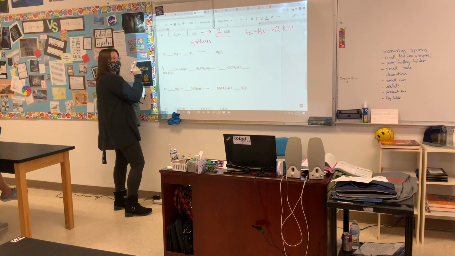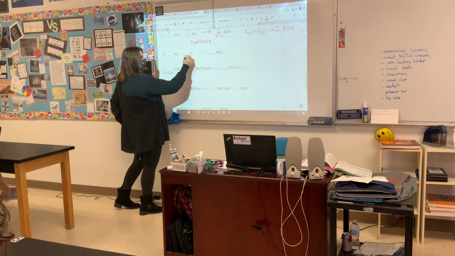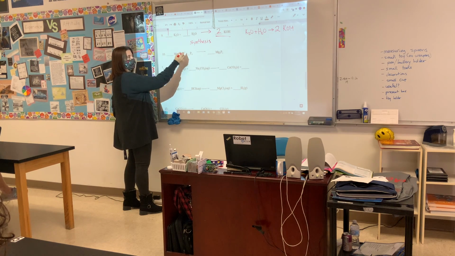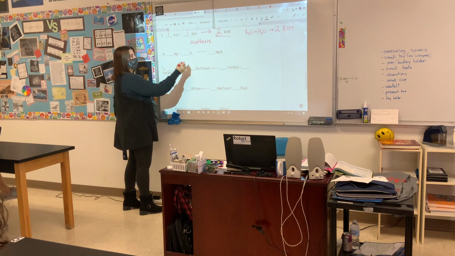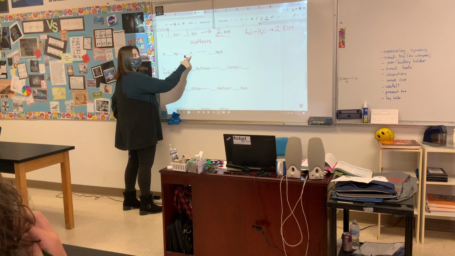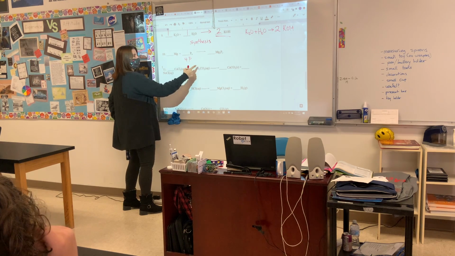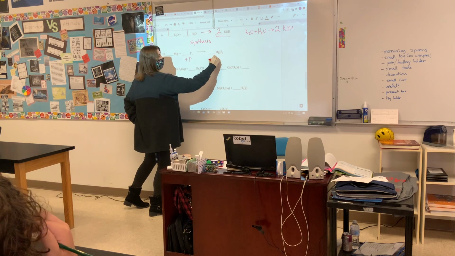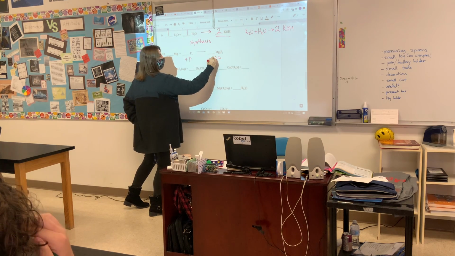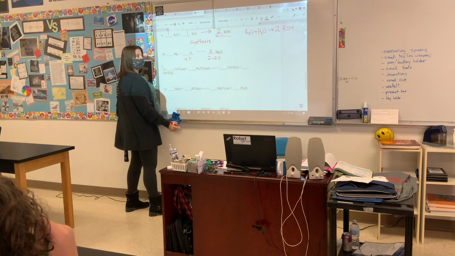Where would I start? Okay, so we're gonna start with, this is not potassium. Potassium is K. The P is phosphorus. I'm hearing start with this because this has the biggest subscript. Okay. So if I have 4 potassium on this side, how can I get 4 potassium on this side? Because right now I just have 2. Multiply by 2? Yeah.